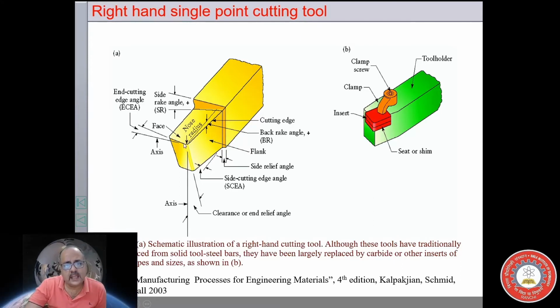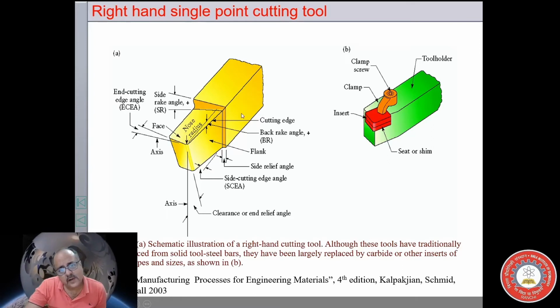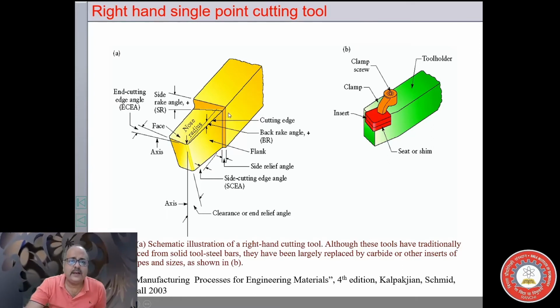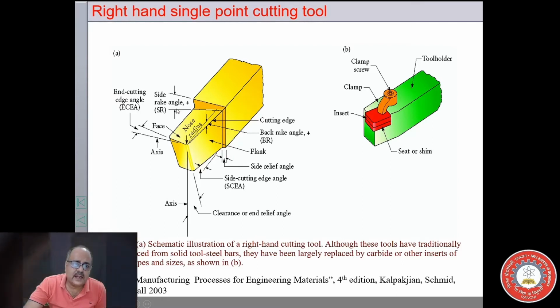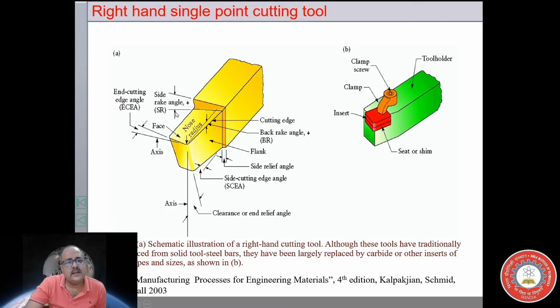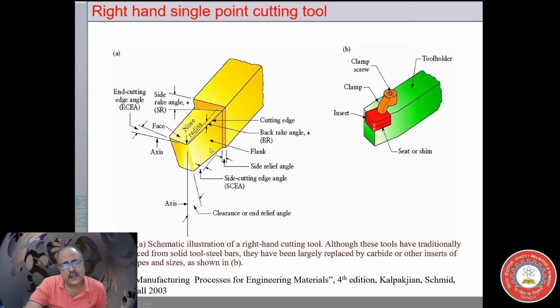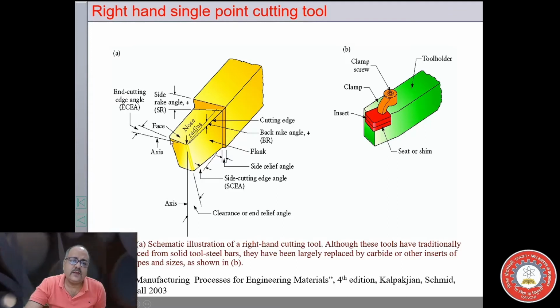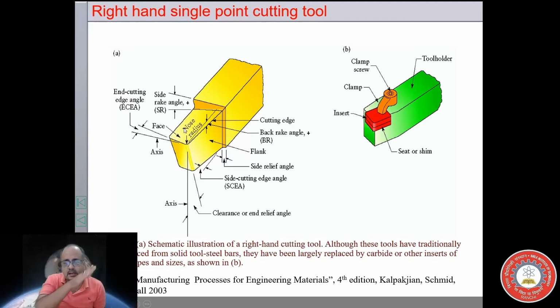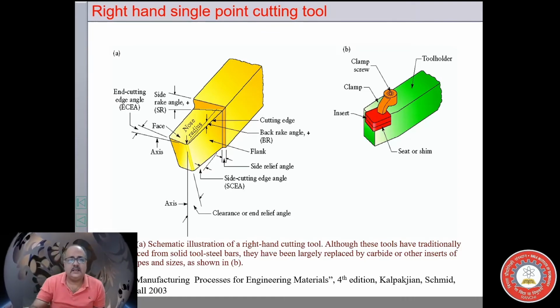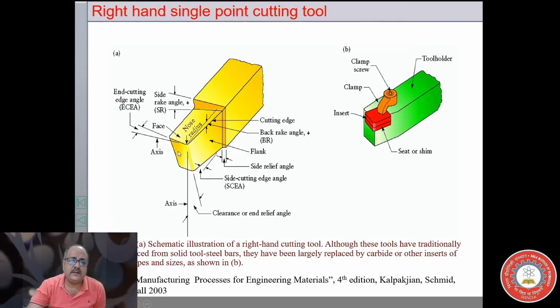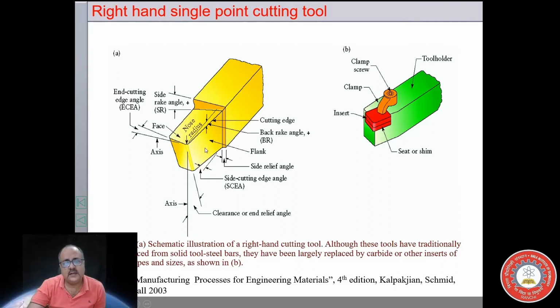See, this face is inclined backwards like this. So this is the back rake angle. Simultaneously it is inclined sidewise. It is the side rake angle. So this is the side flank and this is the end flank, and this is called the face. The face is inclined downwards, the back rake angle, plus it is inclined sidewise, it is side rake angle. So 2 angles on this face and 2 angles on this end flank and 2 angles on this side flank.